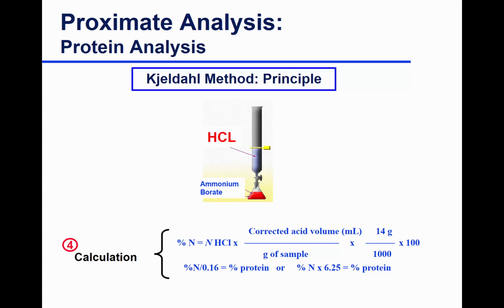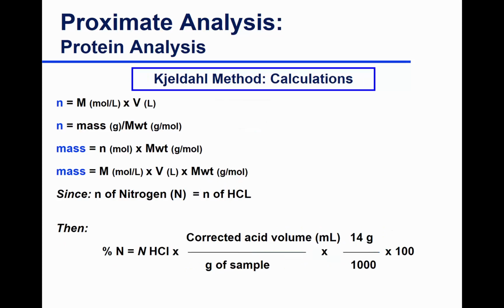Finally, after titration, we collect the amount of HCl that we use to titrate ammonium borate back to boric acid, and that volume of HCl is used in an equation to determine percent nitrogen, and then we convert it to percent protein using the conversion factor. Now, how does the calculation work? Let me walk you through the calculation, because this type of calculation will come back to you in other labs and other calculations, for example, titratable acidity.